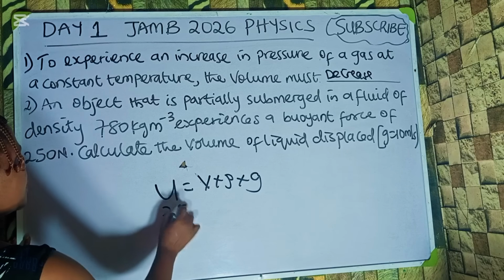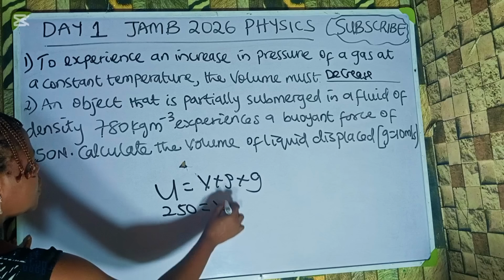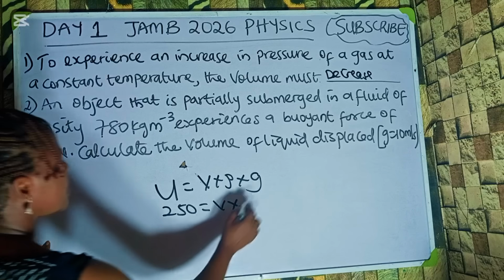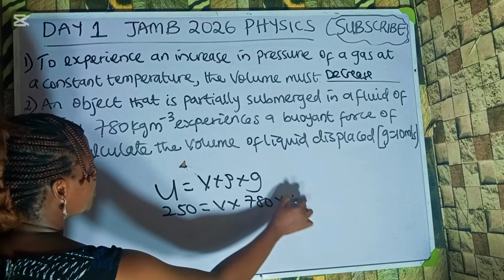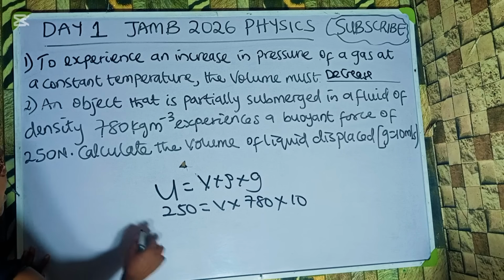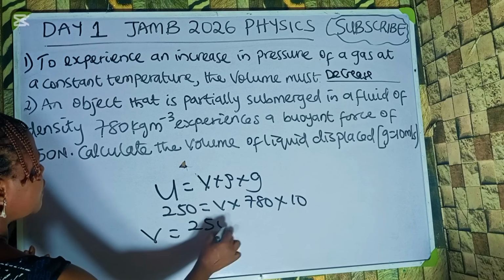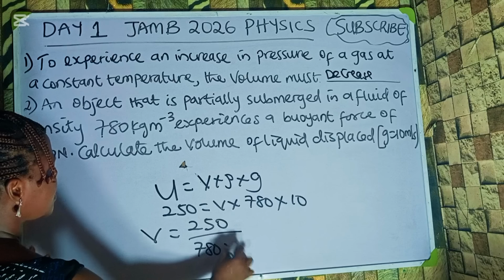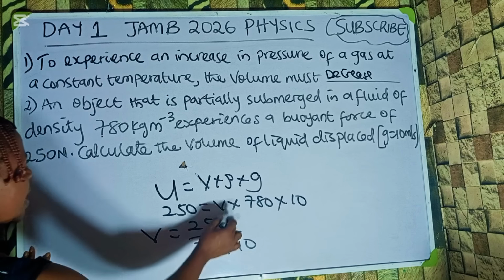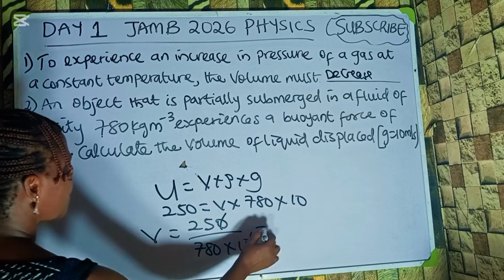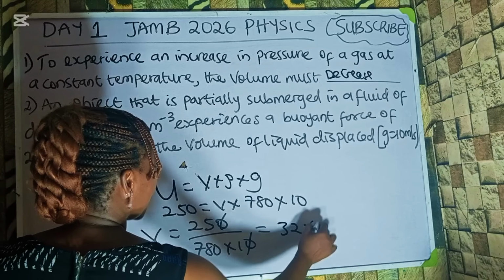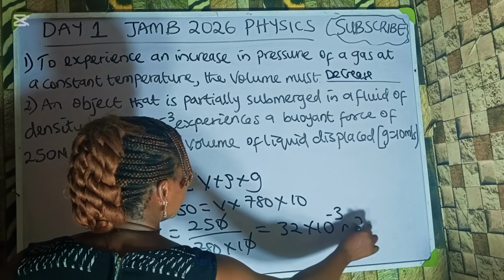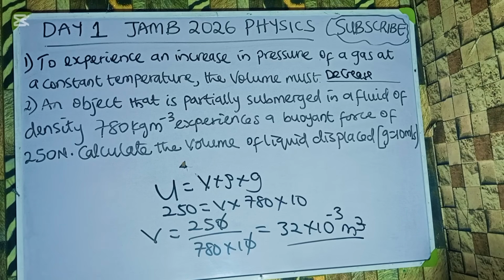From the equation, the buoyant force is given as 250. So 250 equals the volume, which we are looking for, times the density, 780, times g, which is 10. So we divide: V equals 250 divided by 780 times 10. By the time you divide, my volume is equal to 32 times 10 raised to the power of minus 3 meter cube. When you see a question like this, I've done something like this before, but this is another pattern of it that my students also saw. This is how you are going to solve it. Let's go to the next one.